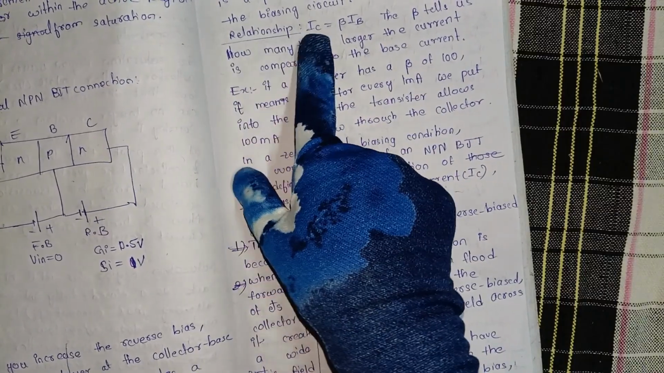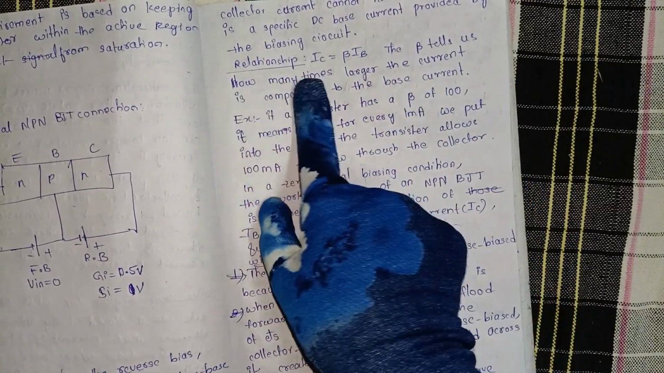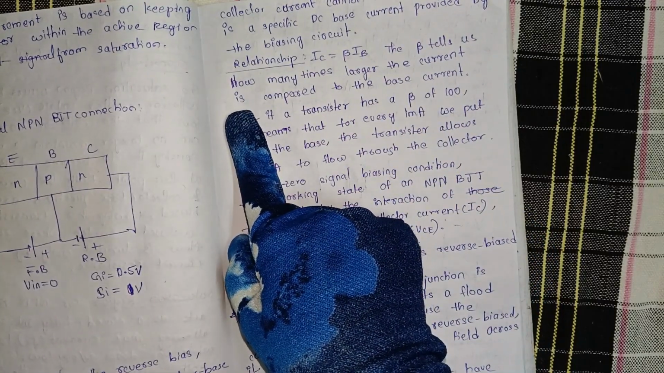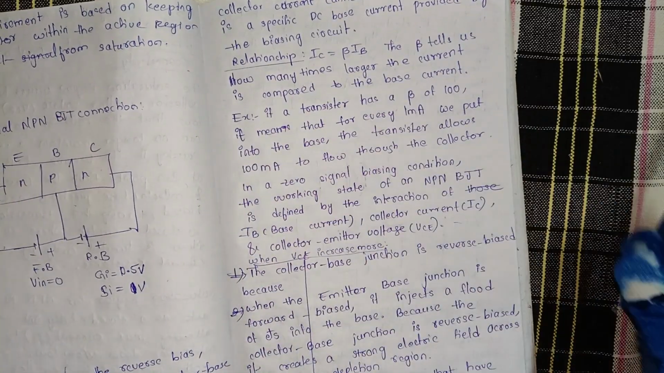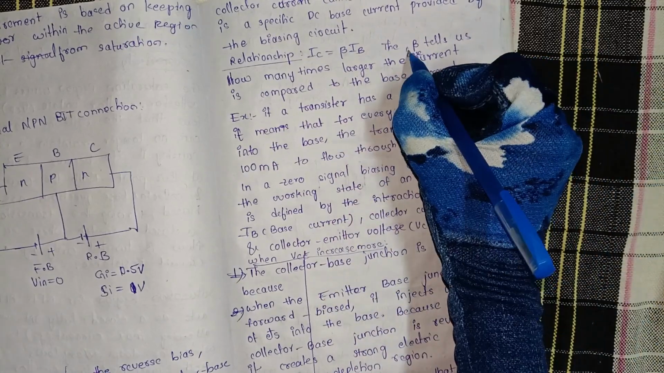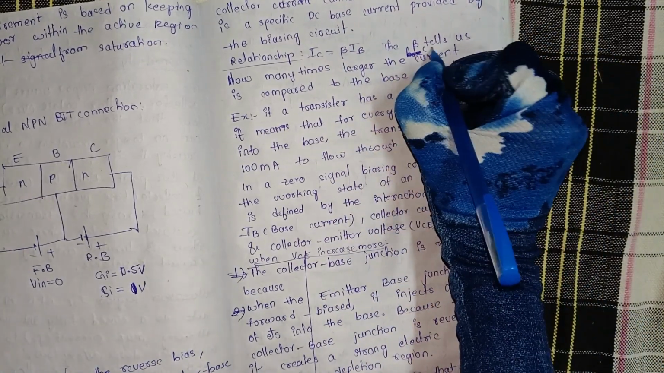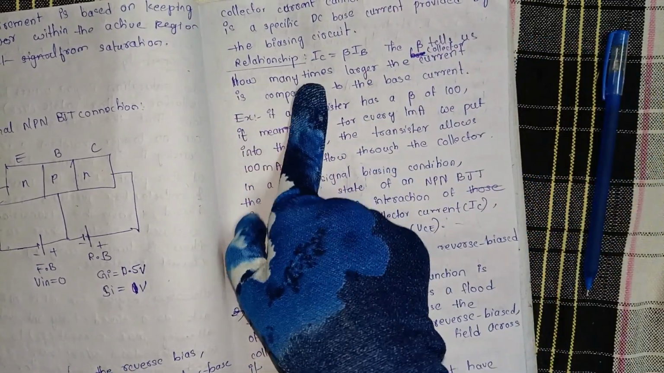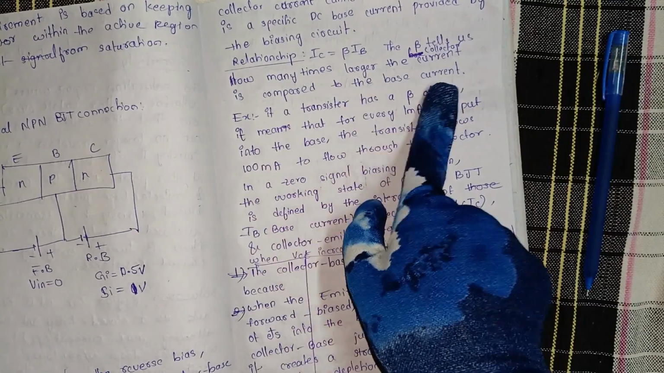Then the relationship is IC equals beta times IB. The beta tells us how many times larger the collector current is compared to the base current.